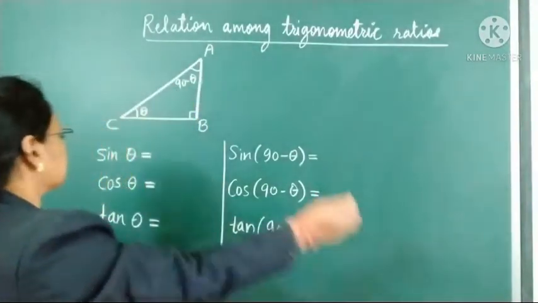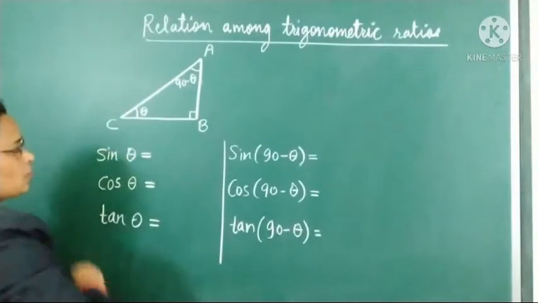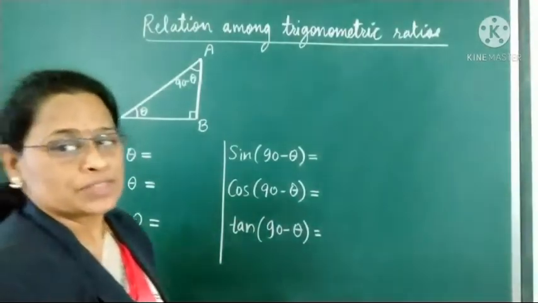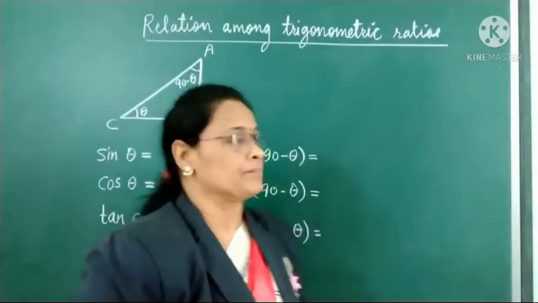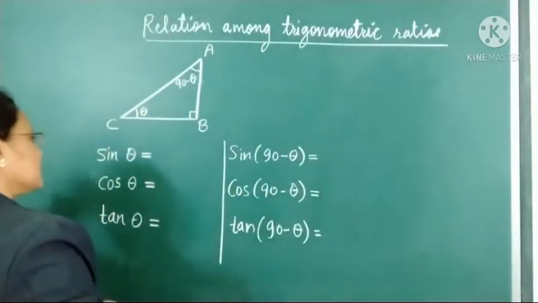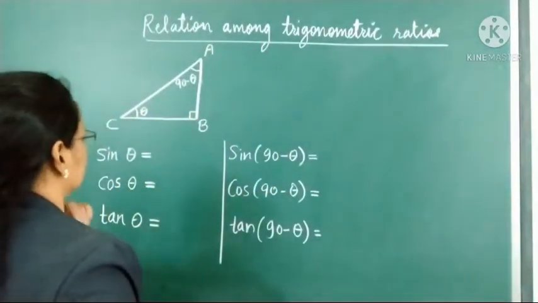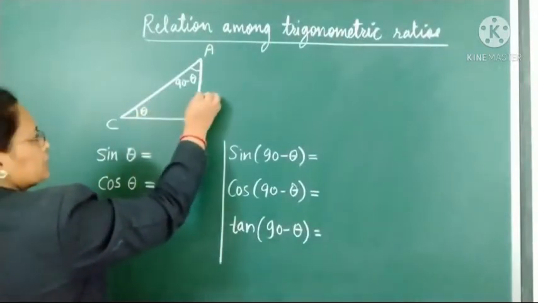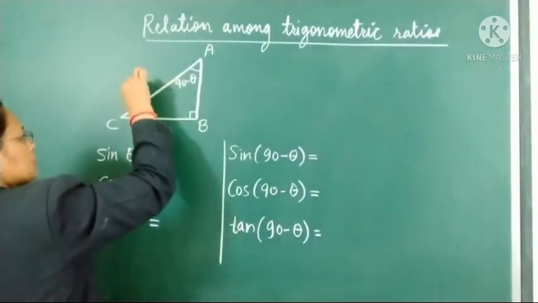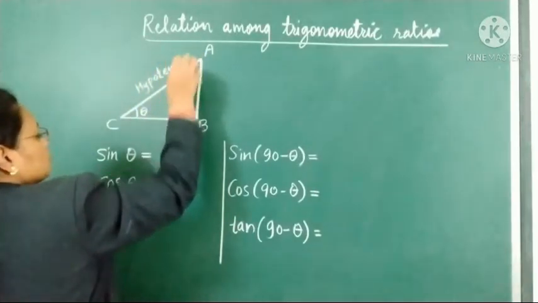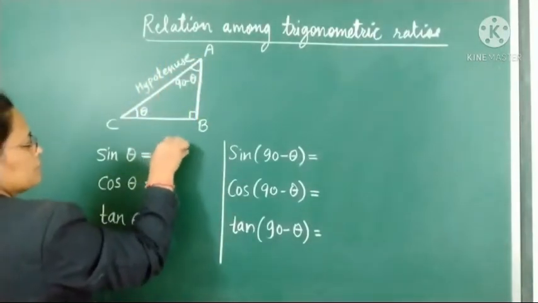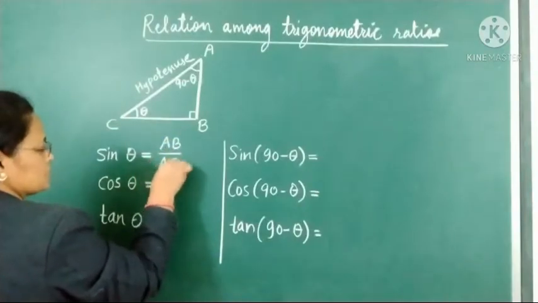Now let's write the ratio sine theta. What is the sine theta ratio? Just to recall the formula of the sine ratio: opposite side of theta to the hypotenuse. The opposite side of theta is AB and the hypotenuse is AC. So let's write the ratio AB is to AC.